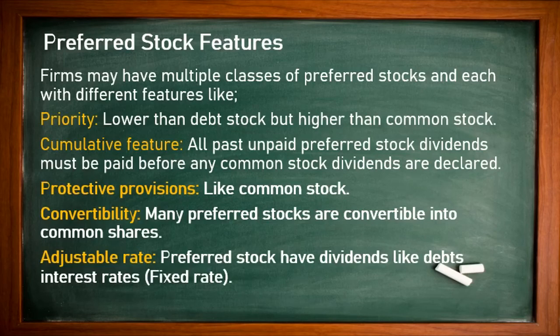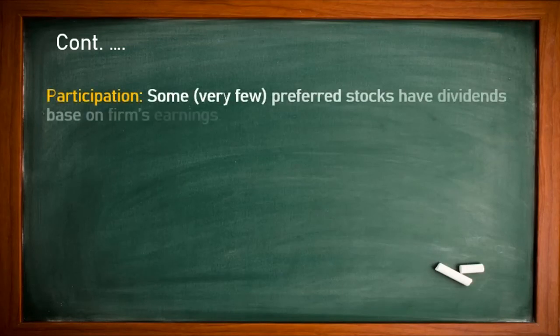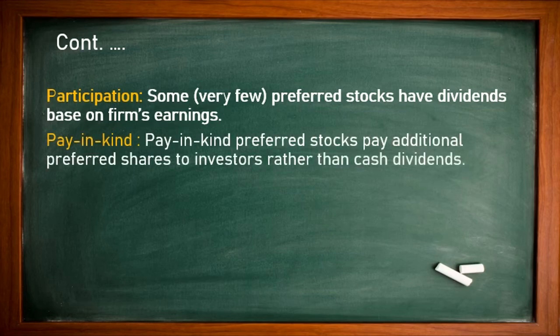Adjustable rate: preferred stocks have a dividend like a debt interest rate, meaning a fixed rate, so their rate is fixed at the time of issue. In continuation with the features, we go to the next, participation. Very few preferred stocks have dividends based on the firm's earnings. The second is pay in kind. Pay in kind means preferred stock pays additional preferred shares to the investors rather than a cash dividend.